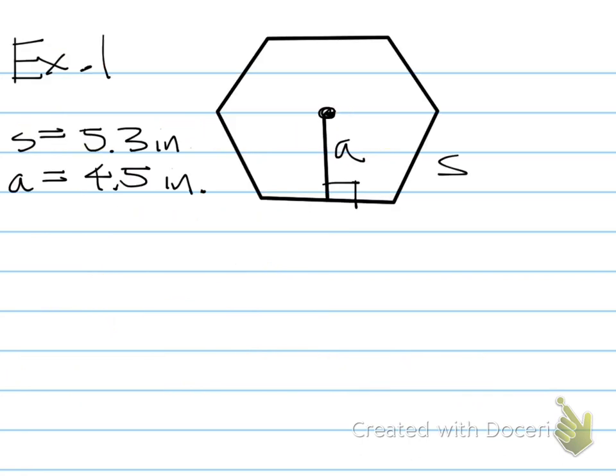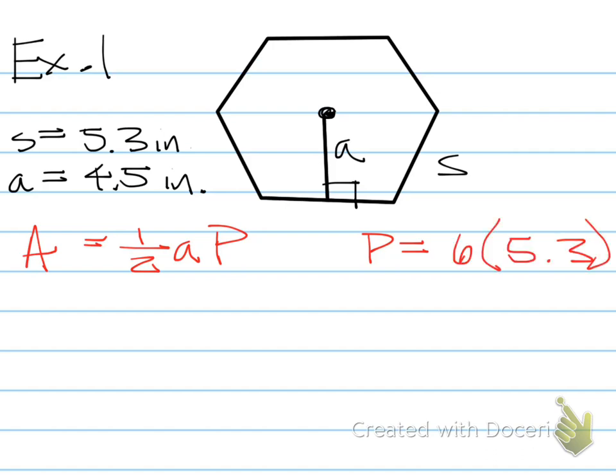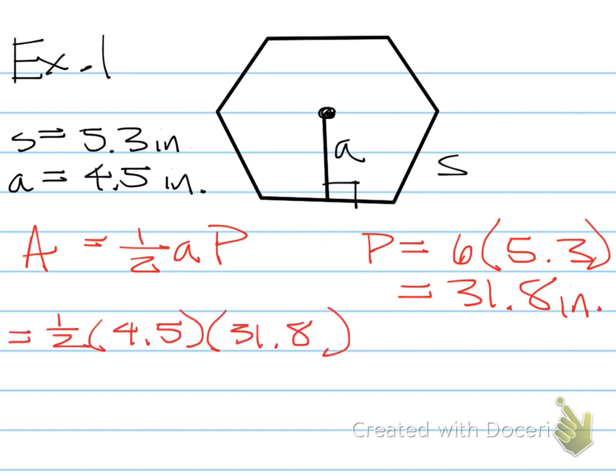Here we have a regular polygon. The apothem is 4.5 inches and the measure of each side is 5.3 inches. So we're going to use the formula 1/2 the apothem times the perimeter. We're going to calculate the perimeter first. The measure of each side is 5.3 and there are 6 sides, so it's 6 times 5.3 or 31.8 inches. So now we plug in 4.5 for the apothem and 31.8 for the perimeter, and we get an area of 71.55 inches squared.